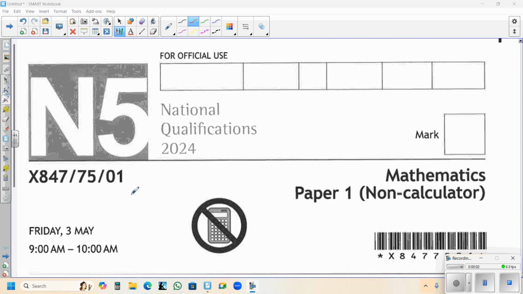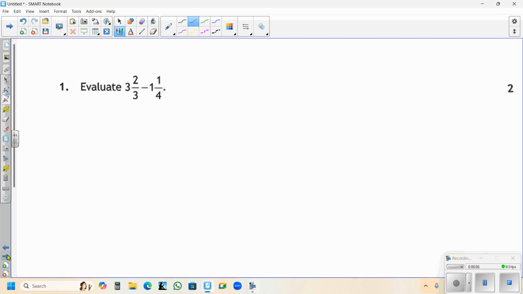Paper 1, 2024. So question number 1, we've got a fraction and we've got to evaluate 3 2/3 take away 1 1/4. Change to top heavy fractions. So for 3 whole numbers, you do 3 times 3 is 9, so that gives us 9/3. We've got another 2 there, is 11, so that gives me 11/3. Then I want to take away 1 times 4 is 4, plus 1 makes 5/4.